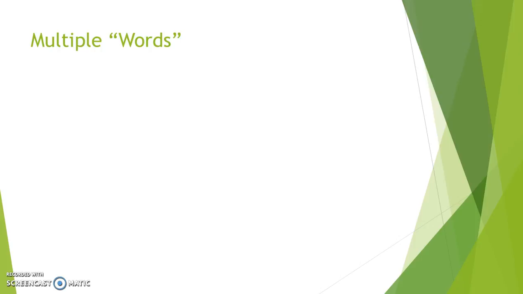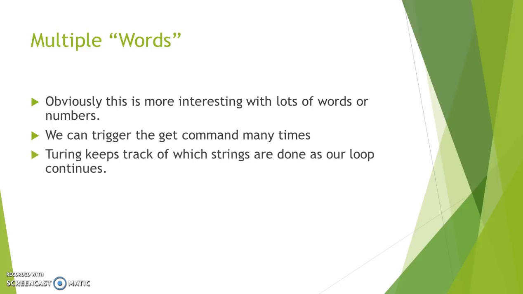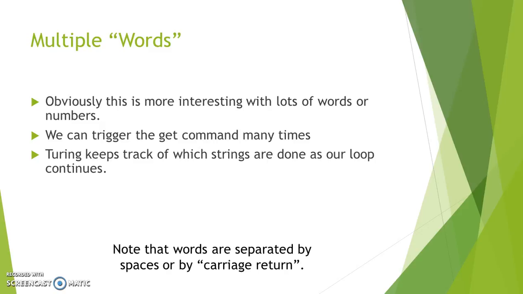Okay, and that's kind of interesting, but a single value isn't that exciting. It's much more interesting once we get to lots of words or numbers, lists. So we can trigger the get command as many times as we want, and Turing will keep track of which strings are done as it goes. You can separate given words or given numbers by spaces or by carriage return.